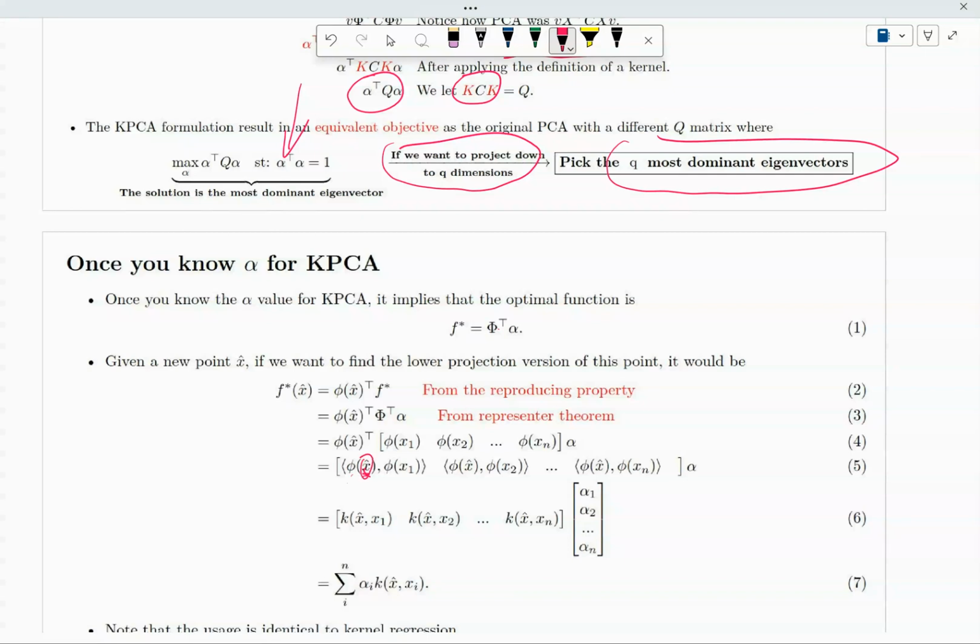Remember, this is your input. This is what you input into the function. And this is your data: first sample, second sample, all the way to the end sample. So essentially, we'll plug this into here, here, here.